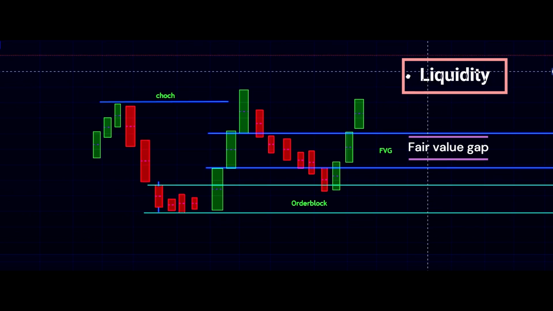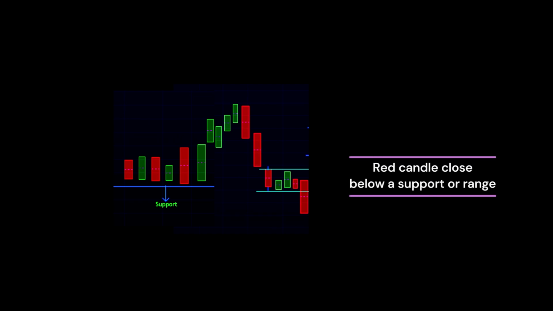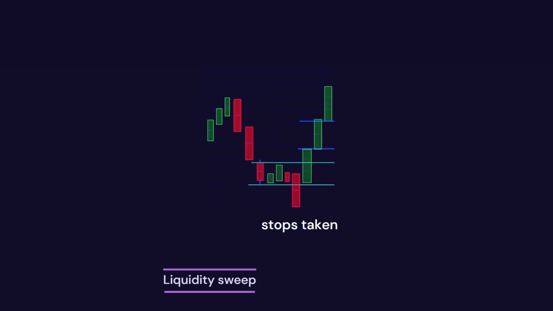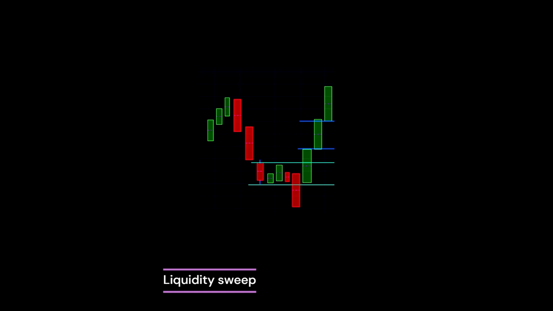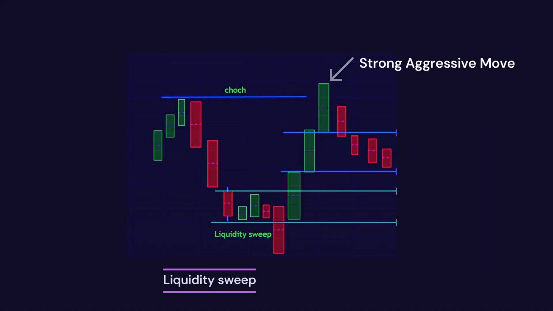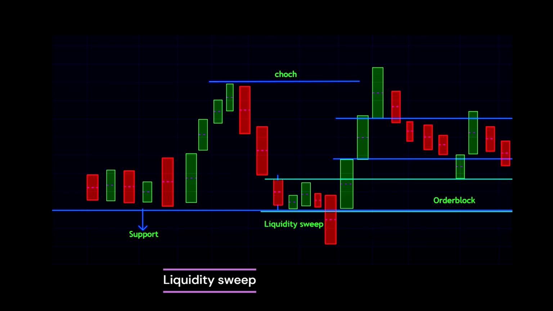Liquidity exists where traders place their stop losses, such as above highs or below lows. A liquidity sweep happens when price intentionally moves to these areas, grabs those stops, and then reverses. This is not random. It's done by institutions to generate liquidity for their large positions. Once liquidity is taken, price often moves aggressively in the opposite direction. So, liquidity sweeps are traps for retail traders and opportunities for smart traders.